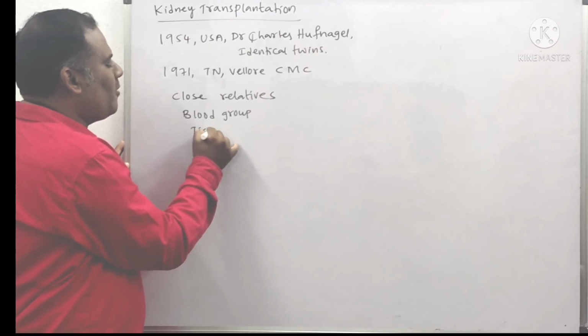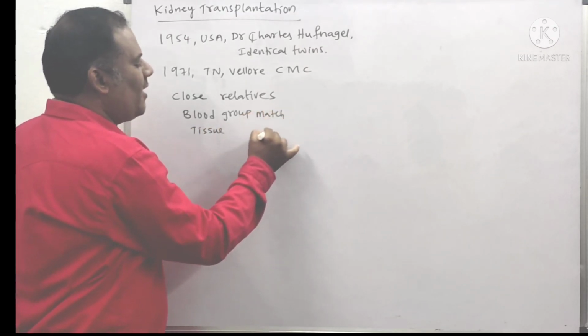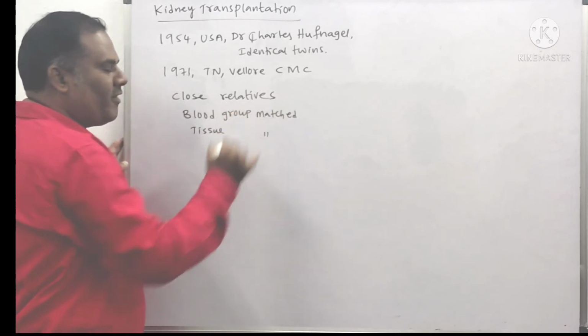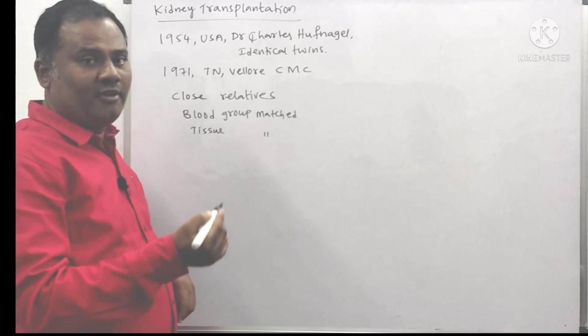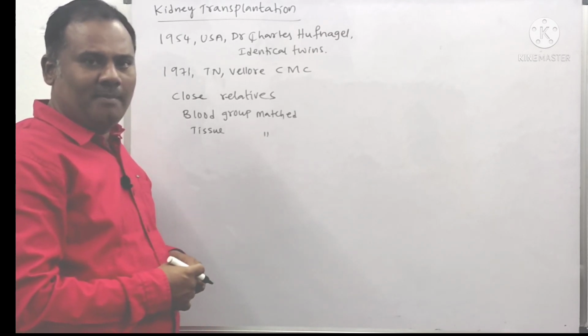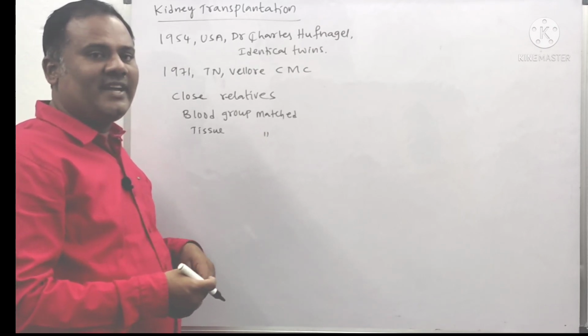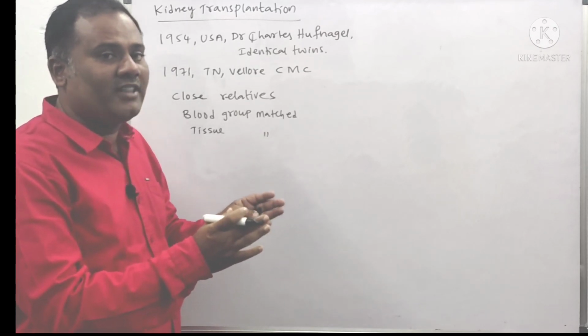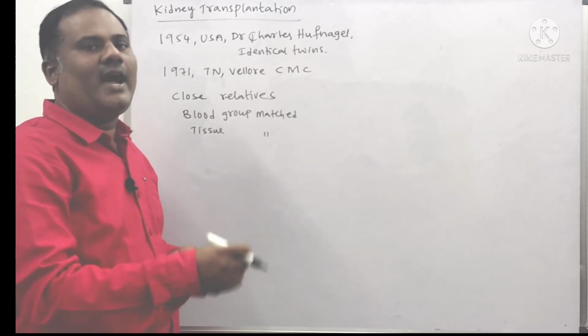Whenever the blood group is matching and the tissue is matching, at that time we can go for kidney transplantation. Nowadays, many technical advances have come in medicine, and with their help, before transplanting the kidney, they check whether the donor's kidney is suitable for the recipient or not, and only then go for transplantation.